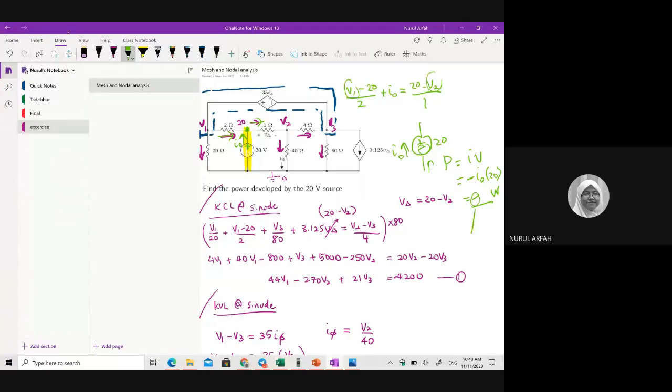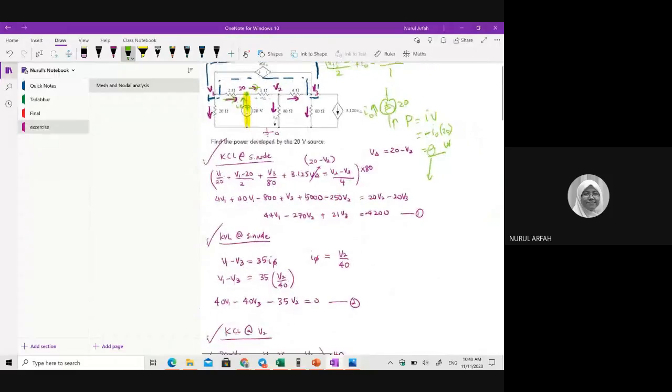What does negative tell you? Power is absorbed or dissipated? Which one? Dissipated. Dissipated or delivered, right? Okay, so power is delivered. All right, good. So that's how you find your power.